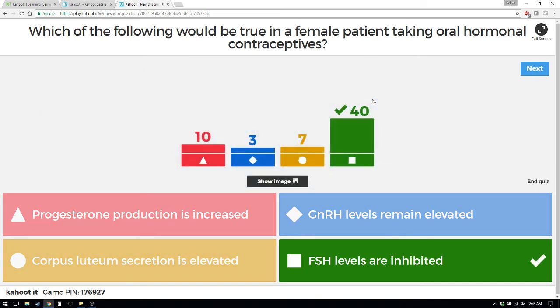All right. Why is this the case? Negative feedback. Yeah, absolutely negative feedback. So think about it, we're giving someone exogenous estrogen and progesterone, right? We are having that feedback to block release of what? GnRH, right? So those levels should be low because of the negative feedback. What else is low? LH and FSH, right? So all three of those should be low because they're being suppressed by the exogenous products that we're giving them. Progesterone production is increased. Why is that not the case?